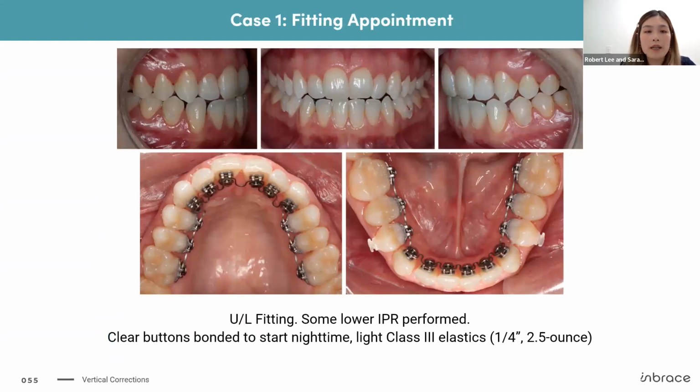For your fitting appointment, initially, we were trying out a lot of different upper fittings, lower fittings, dual arch fittings. So in this case, the patient did have the upper and the lowers fitted together. IPR was performed early on proactively. And then we already knew that we were planning on starting early class 3 elastics. So we bonded clear buttons for nighttime light class 3 elastics, 1/4 inch, 2.5 ounce.